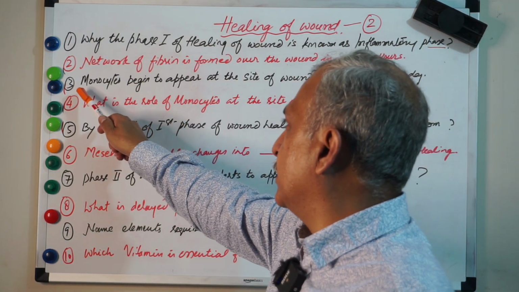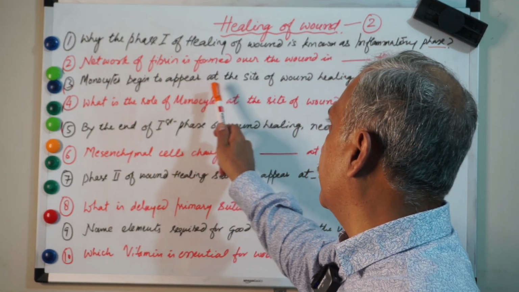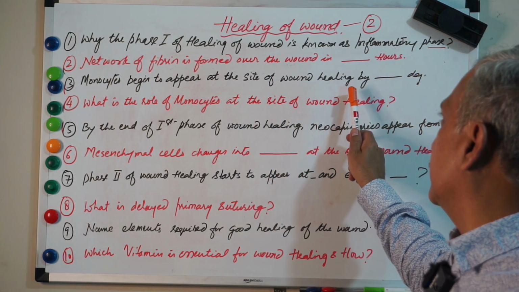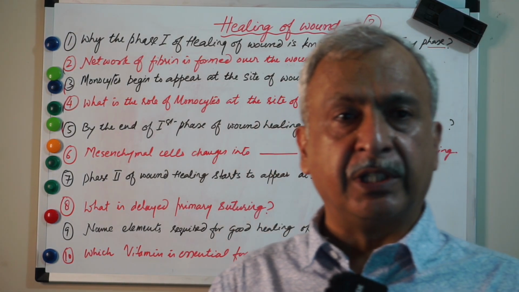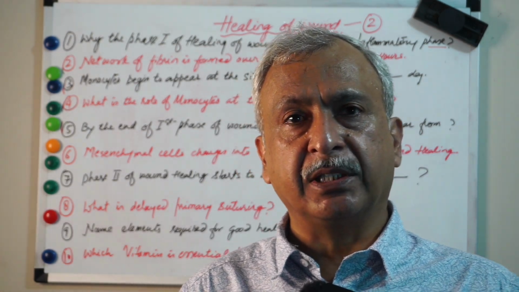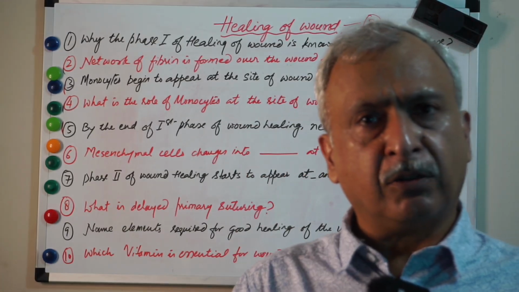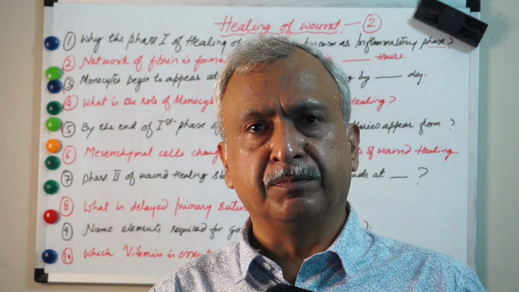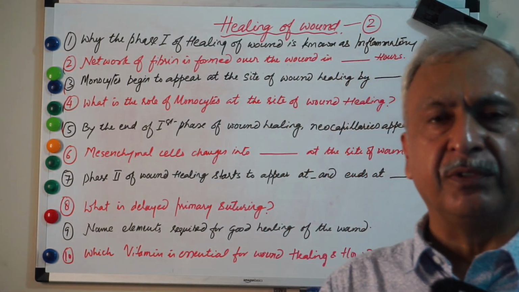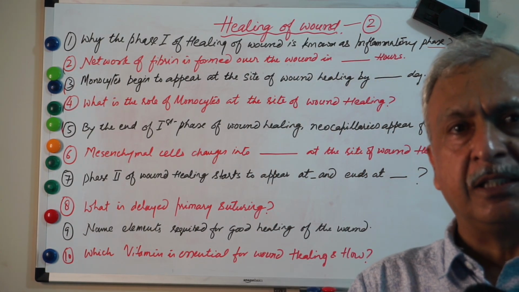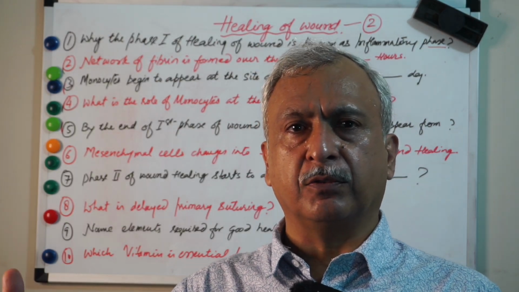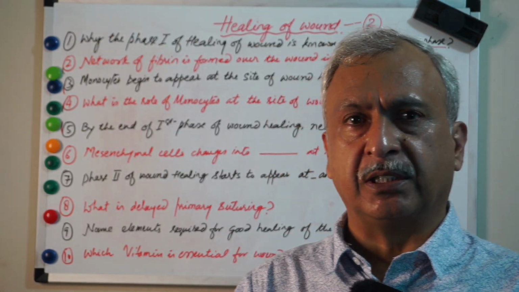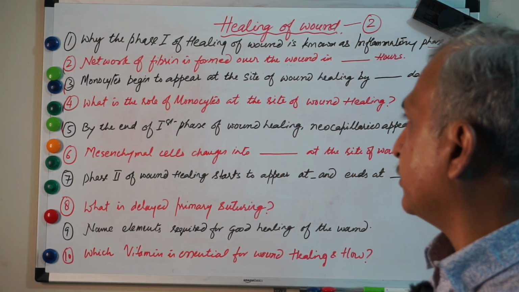Monocytes, next question, that is third: monocytes begin to appear at the site of the wound healing by. So you have to describe on which day they start appearing at the site of the wound. It is not the exact time, but there is some overlap between the days, and you will find that by this day of the healing of the wound, these cells start appearing at the site of the healing.